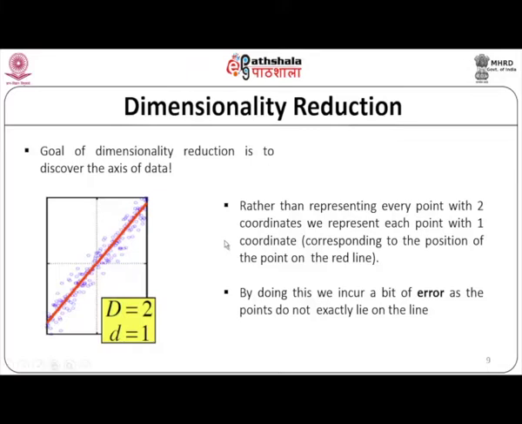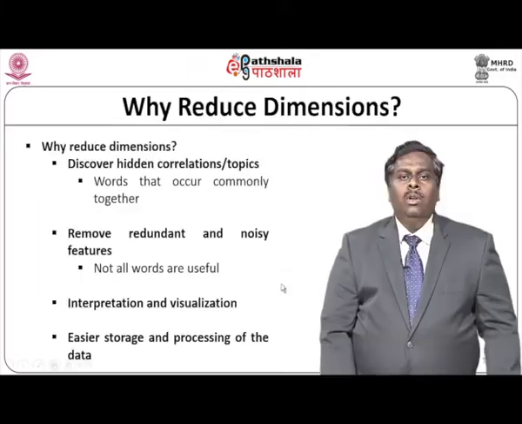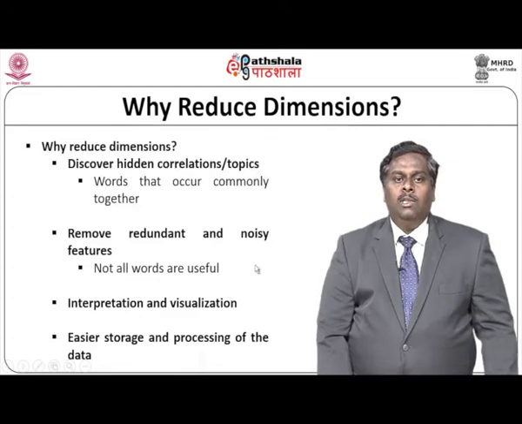So, when you approximate the given data, the amount of error that may be introduced needs to be reduced. So, when you are working with various dimensionality reduction techniques, we will have to choose that particular technique that reduces this error, the error which is introduced because of the approximation. So, why do we require reduced dimensions?